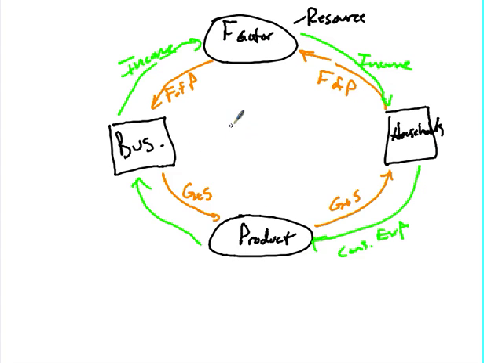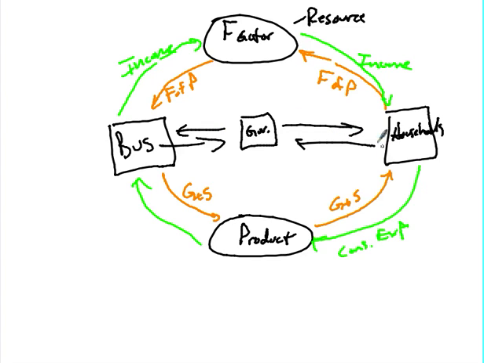We can add the third sector of the government here again, and money going in and money coming out. All right, so that's that. That is the circular flow of income, how money flows through our economy. So until next time.